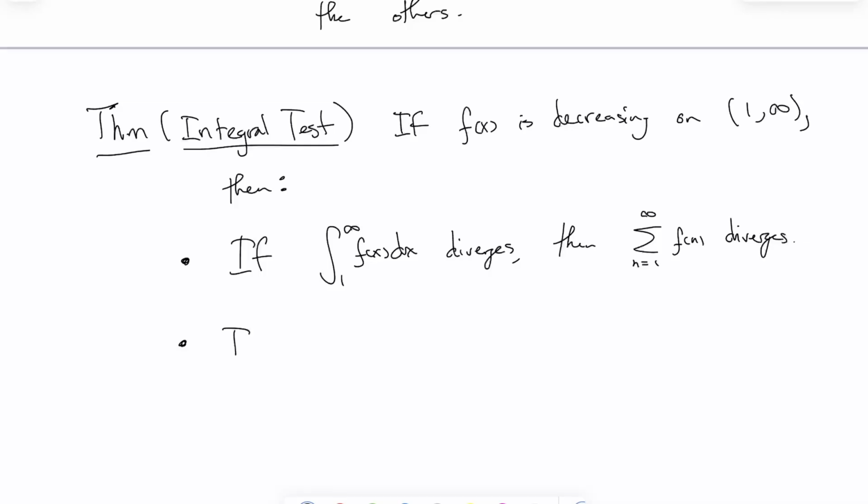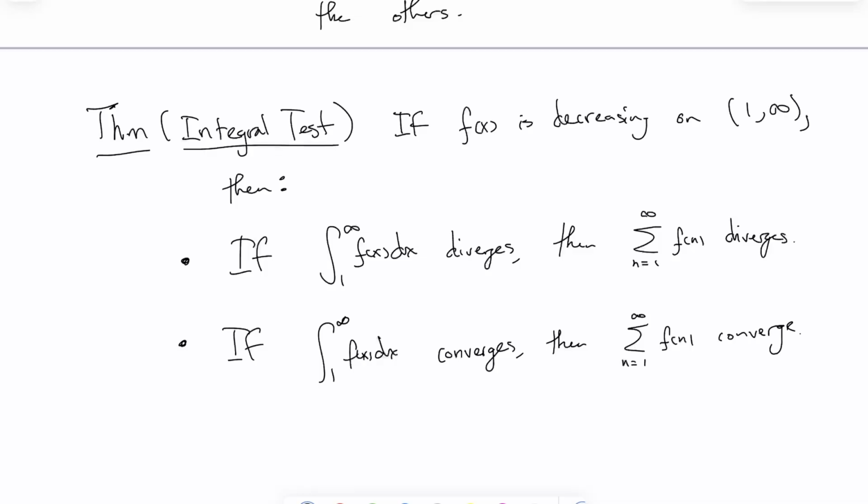And if it converges, then it converges. That's what I'm about to write. If the integral of f of x dx converges, then the series converges. They do not converge to the same answer, but they either both diverge or they both converge. This is the integral test, all right?